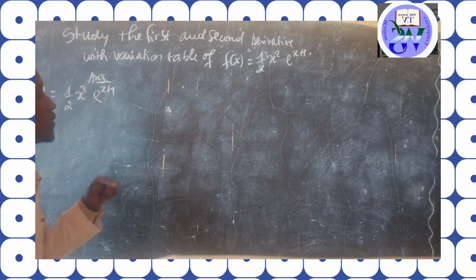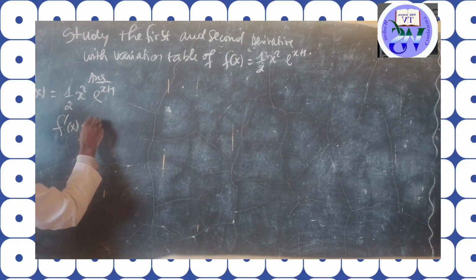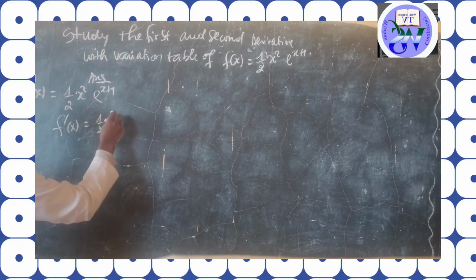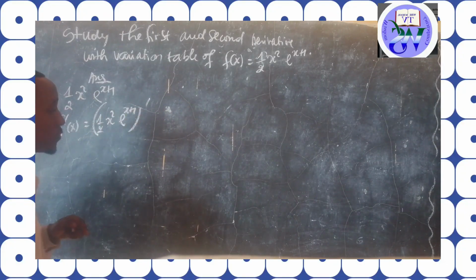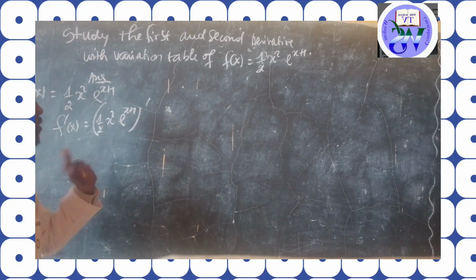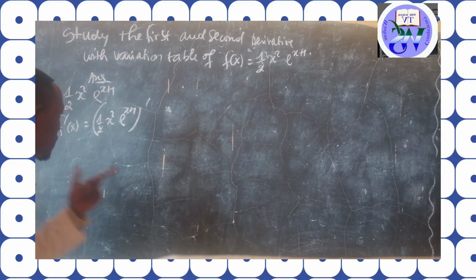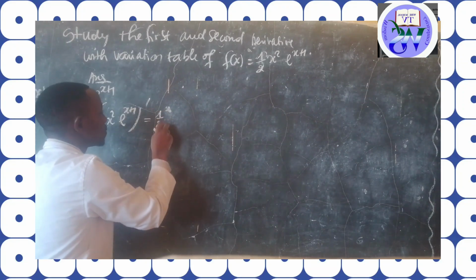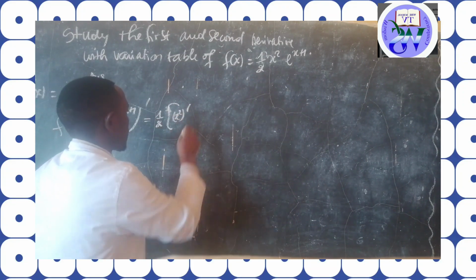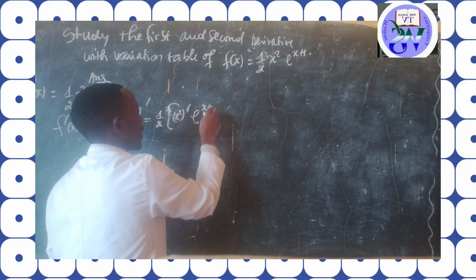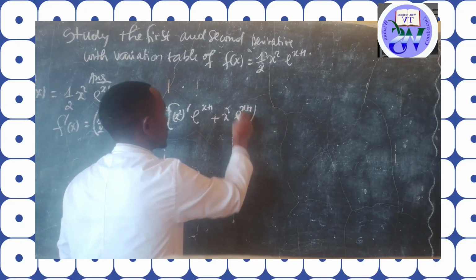How to find the derivative of f of x? The derivative of f of x is the derivative of 1 over 2 x squared e power x plus 1. This is the derivative of a product of two functions: 1 over 2 times the derivative of x squared, times e power x plus 1, plus x squared times the derivative of e power x plus 1.